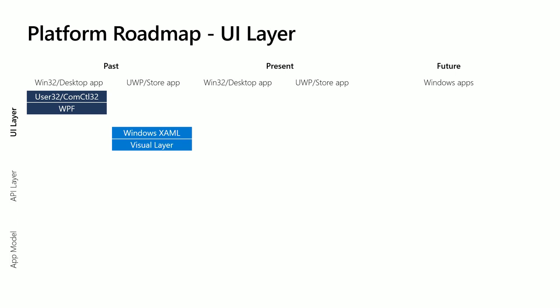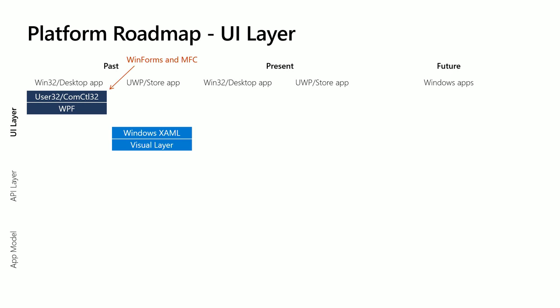When Windows 10 first came out, I guess 4 years ago, if you're a desktop developer, the UI technologies you had were User32 and COM control and WPF, basically. And if you're using WinForms or MFC, those are actually built on top of User32 COM control. So that's the core technology you're actually using from a UI layer perspective.